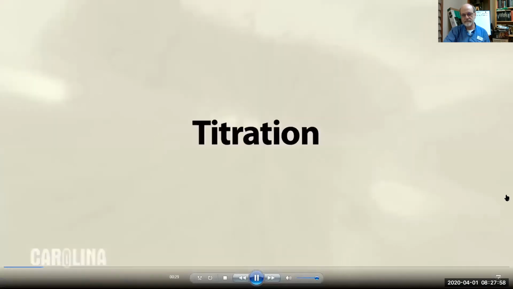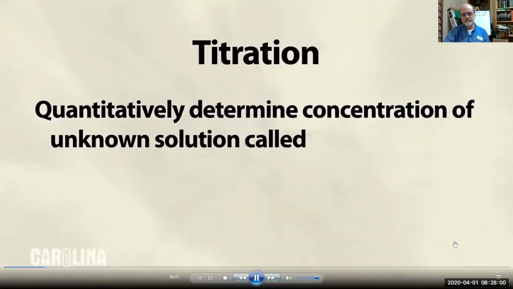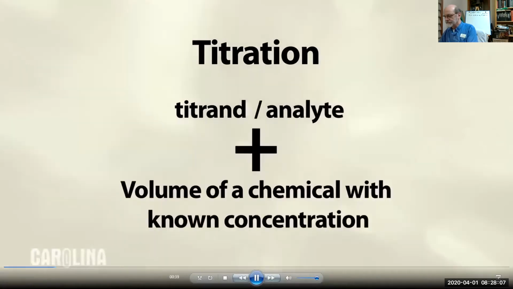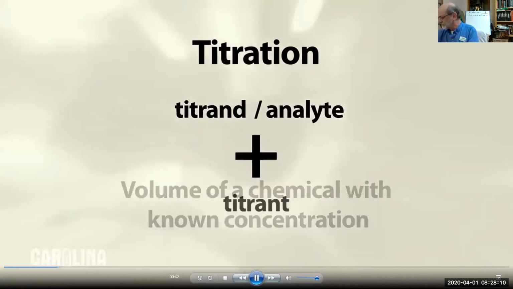Professor of Chemistry at University. Today, we'll be discussing proper titration technique using the complete single burette assembly kit available from Carolina Biological Supply Company. This is the first in a two-part video series on titration. The purpose of the titration is to quantitatively determine the concentration of an unknown solution, commonly called the titrand or analyte, by adding a volume of a chemical with a known concentration called the titrant. To mark the endpoint of a titration, an indicator is added to the analyte.